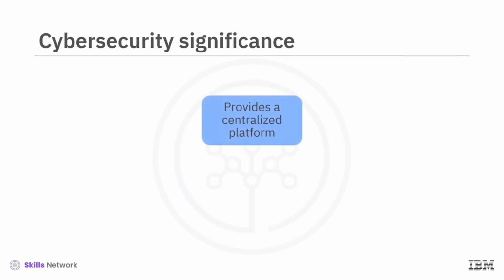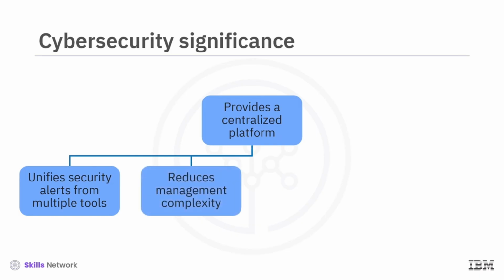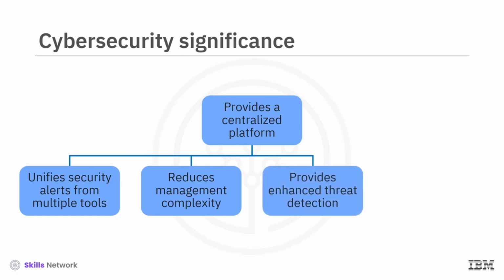XDR provides a centralized platform that unifies security alerts and responses from multiple security tools. This single platform reduces complexity, streamlines workflows, and improves the efficiency of security operations. By correlating data from diverse sources, XDR can detect sophisticated threats that may go unnoticed by individual security products. This comprehensive view helps identify multi-vector attacks and complex threat patterns.